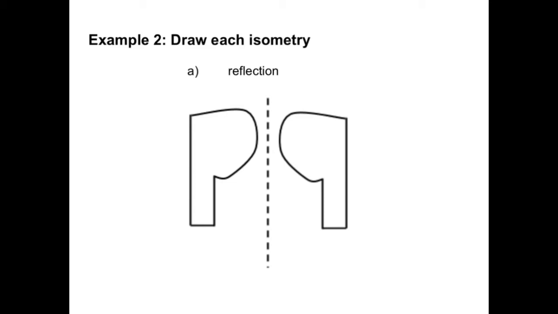So that would be a reflection. Notice that I didn't keep it as a P with the straight line going here and then the bump out on the top. I didn't keep that to the right. I had to reflect it, so it needed to be pointing to the left. So that's my example for a reflection.